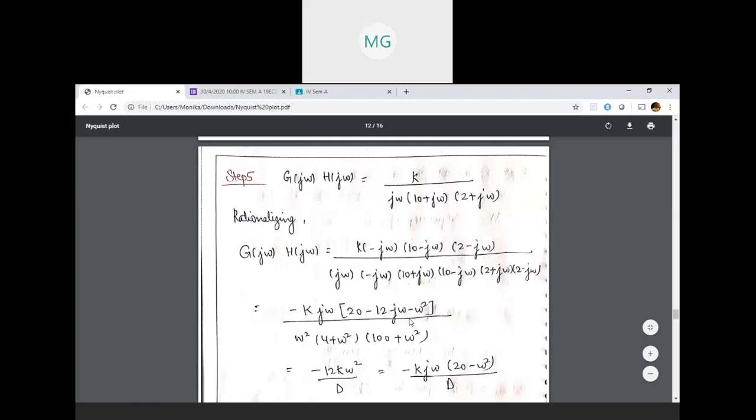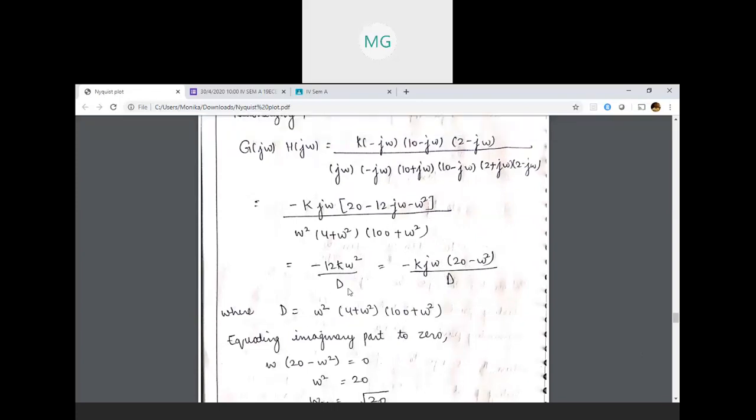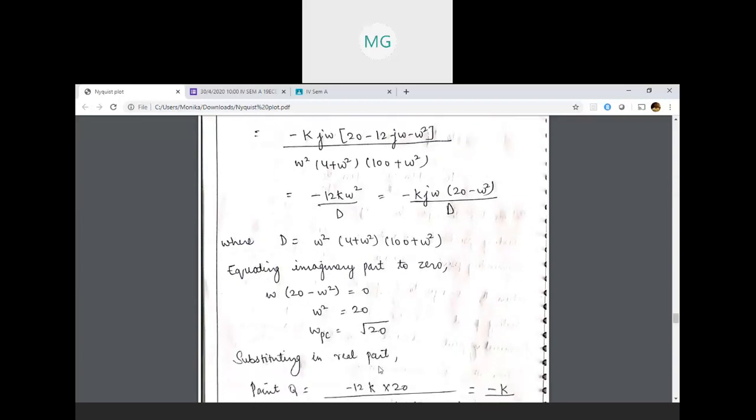Solve it, assuming that the denominator is represented by capital D. So you solve it, you will get this function, right? So this is the real and imaginary part. Your equation can be split into real and imaginary part. What you have to do is equate your imaginary part to 0. So this is your imaginary part. You have to equate your imaginary part to 0 to find the value of omega, right? This is your omega PC.